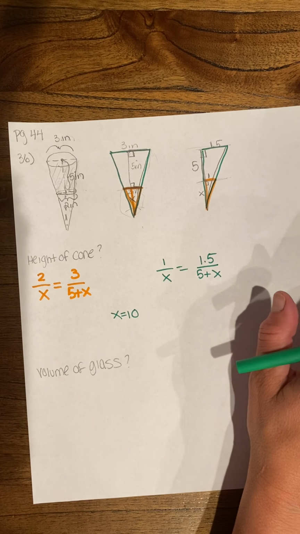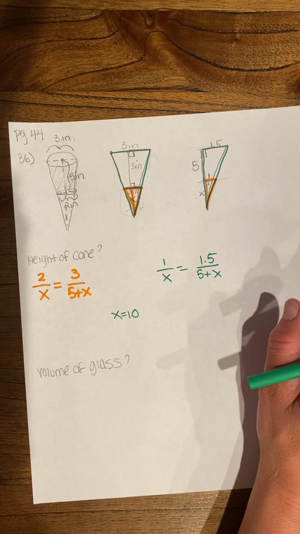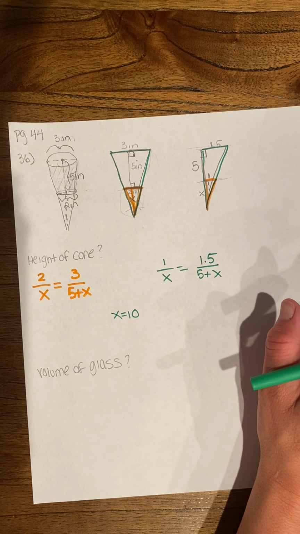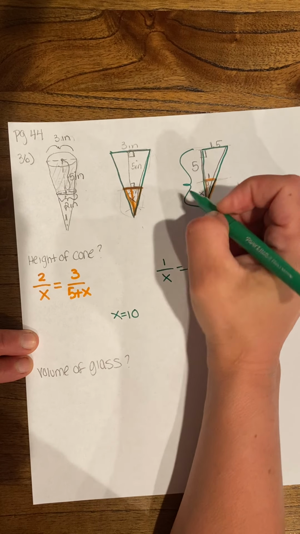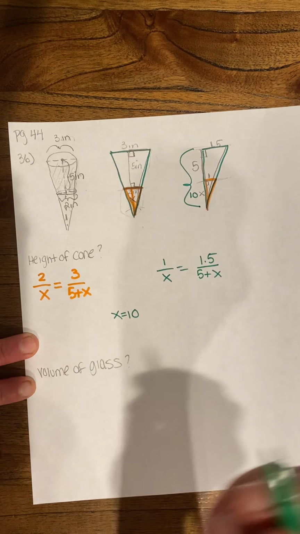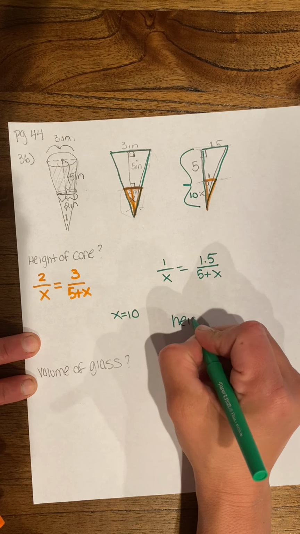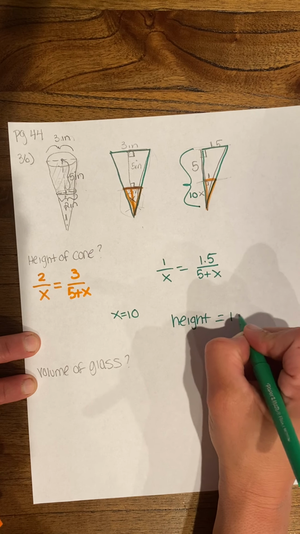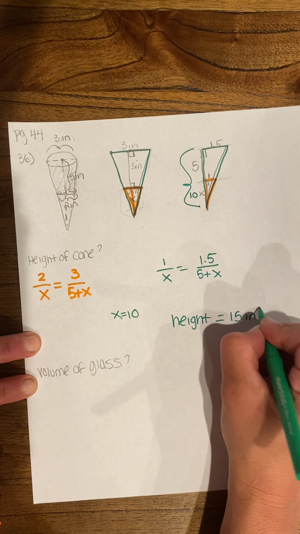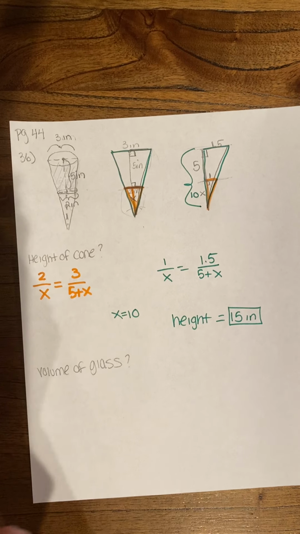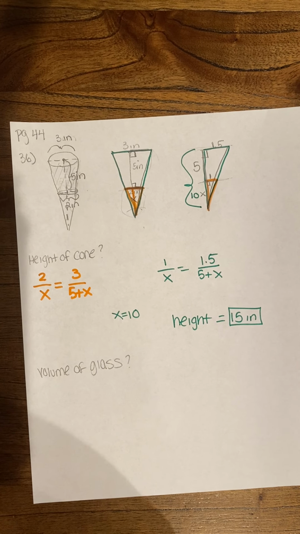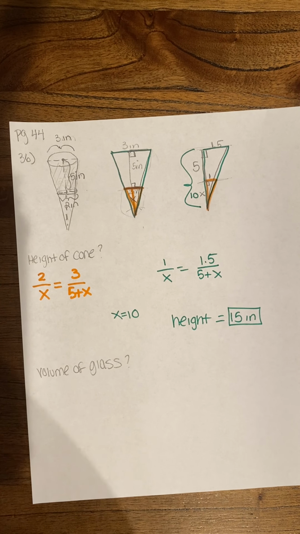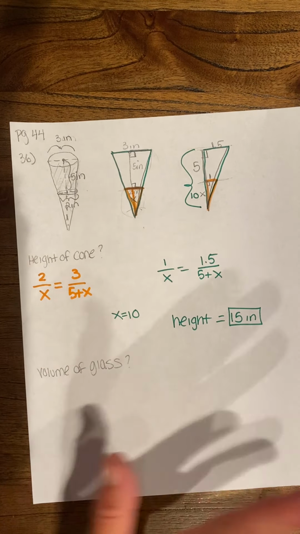Now be careful again what they want. They actually want the height of the larger cone, so that's this whole thing together. You found that this is 10, but the height of the big cone is 15. And again, it would be inches. You don't need to write inches because they said it in the question. So that was a little funky with the similar triangles getting thrown in there, and that was their extra question.